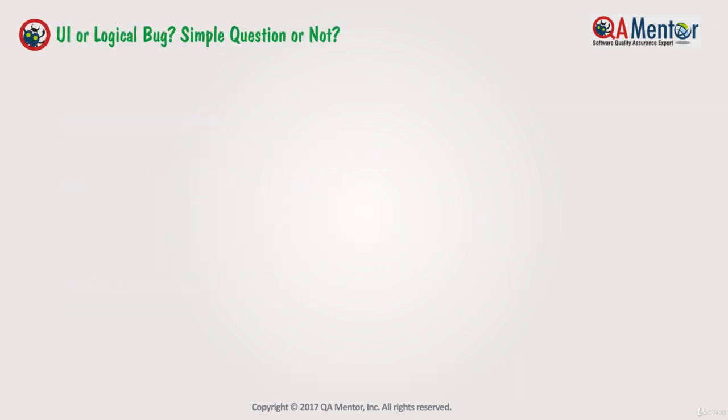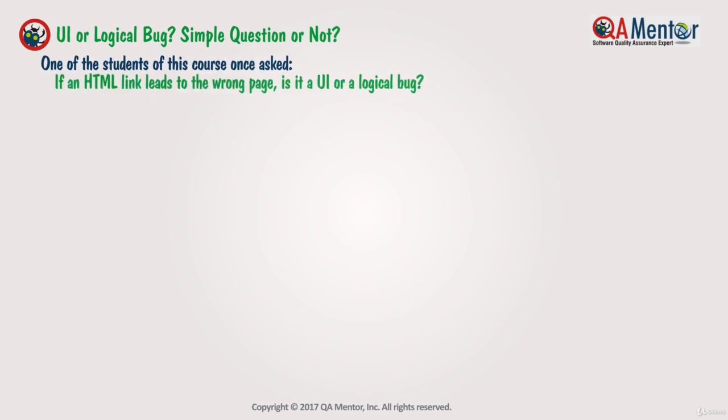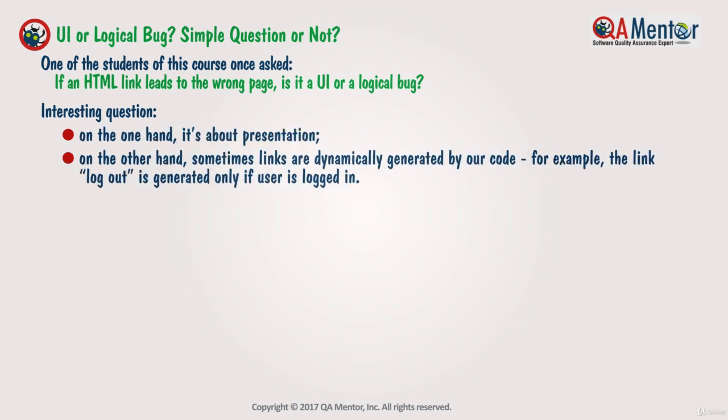UI or logical bug? Simple question or not? One of the students of a course once asked, if an HTML link leads to the wrong page, is it a UI or a logical bug? Interesting question. On the one hand, it's about presentation. On the other hand, sometimes links are dynamically generated by our code. For example, the link logout is generated only if a user is logged in.